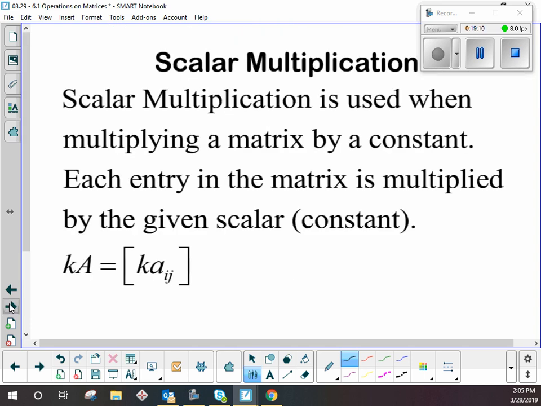Okay. Monday we'll talk about matrix times a matrix, which works way different than this scalar multiplication. Scalar is just a word for a constant. So when I say we're doing scalar multiplication, I'm really just saying we're taking some number and multiplying it by a matrix.